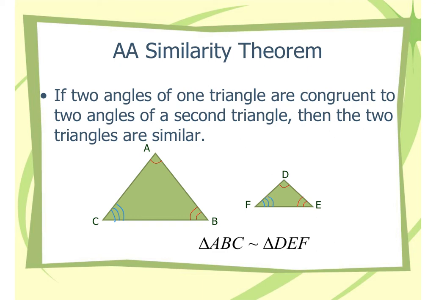So when we're working on these problems, guys, all we need to do is prove that two of the angles are congruent. Once we prove that two of the angles from each triangle are congruent, we can apply the AA similarity theorem.